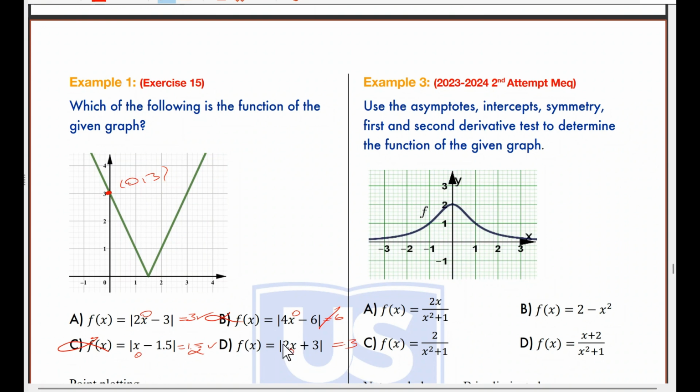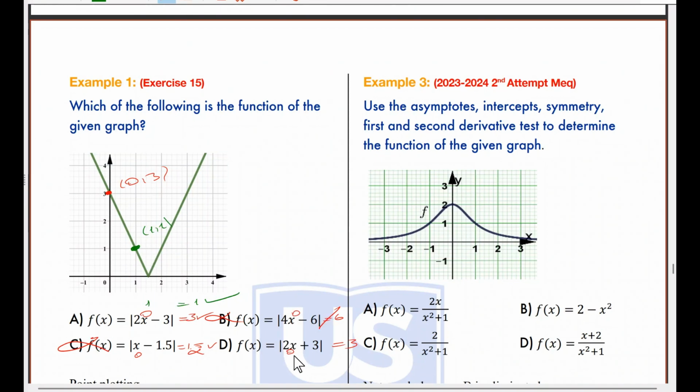I have 2 more options, which means I need to try 1 more point. I am looking for another clear point on the graph. This one, for example, 1, 1 is also clear. Let's try 1 for x. When x is 1, 2 times 1, 2 minus 3, negative 1, which is 1. So it works. Option A is true for this point.